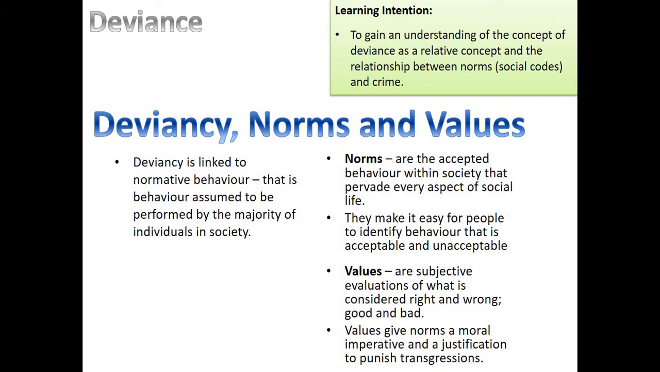It's a value. So therefore the action of murdering, the norm, not to murder someone, the values are what give us, we value human life. So therefore someone who takes human life, they are going to be punished as a result. So the values therefore dictate what the norms actually are, and it gives us the moral grounds to actually punish those who transgress our social norms.